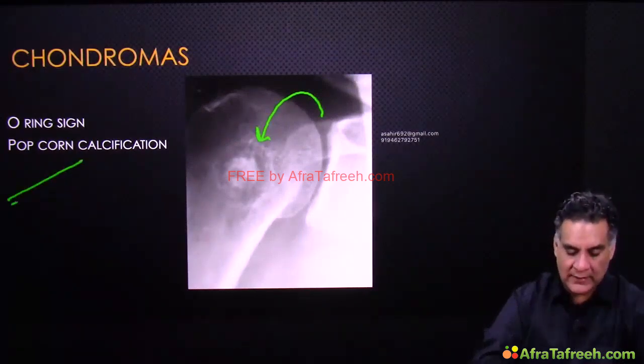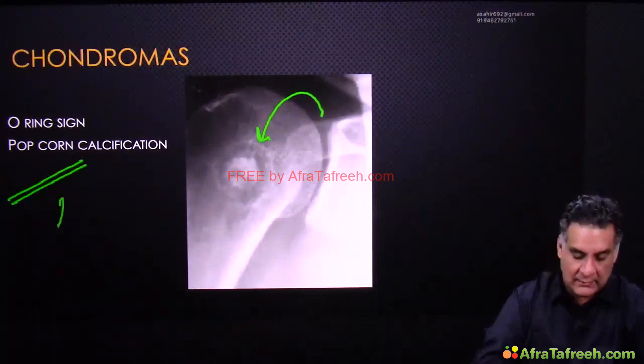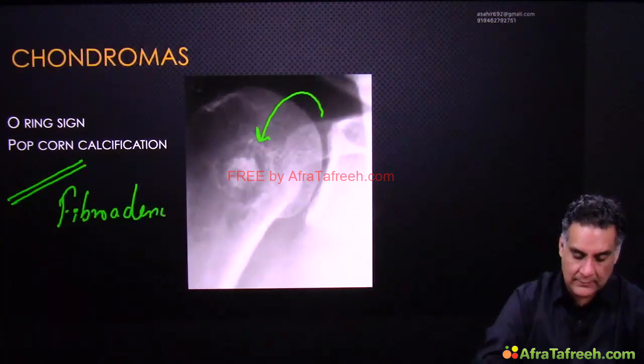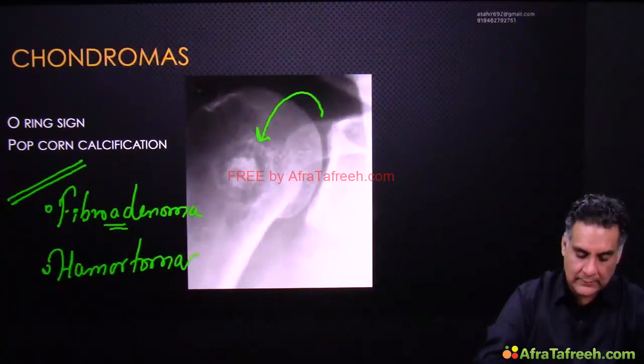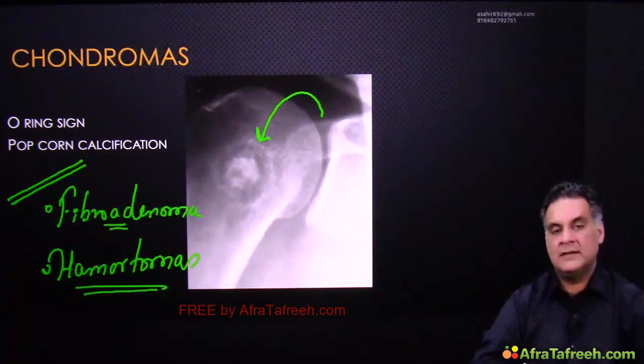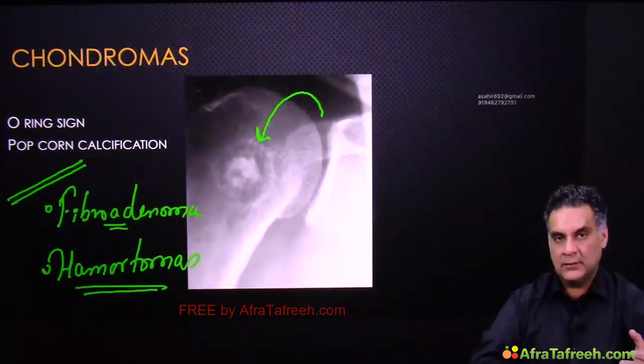They have popcorn calcification. Popcorn calcification can be seen in fibroadenoma of the breast. It can be seen in hamartomas of the lung. And it's seen in chondromas. O-ring sign. O-ring sign is seen in chondromas.